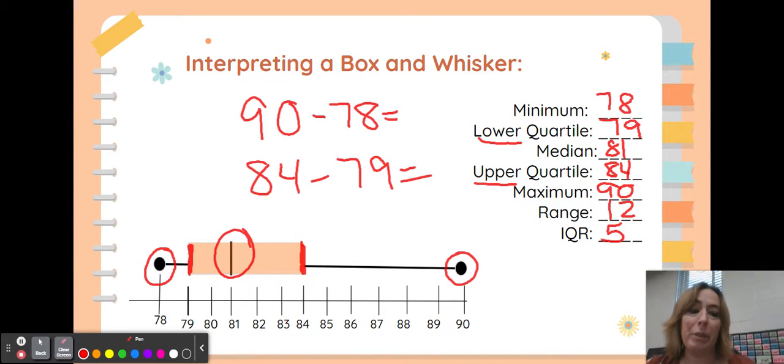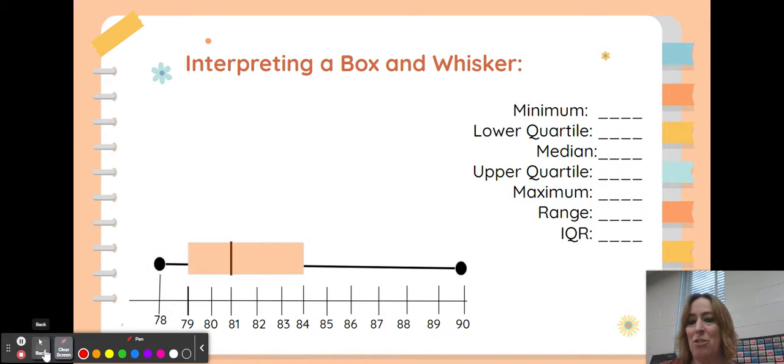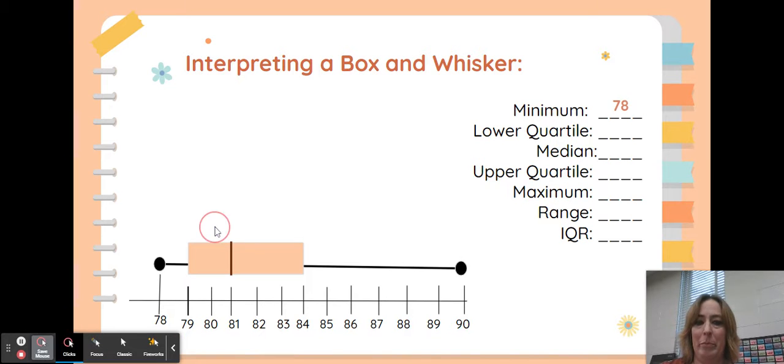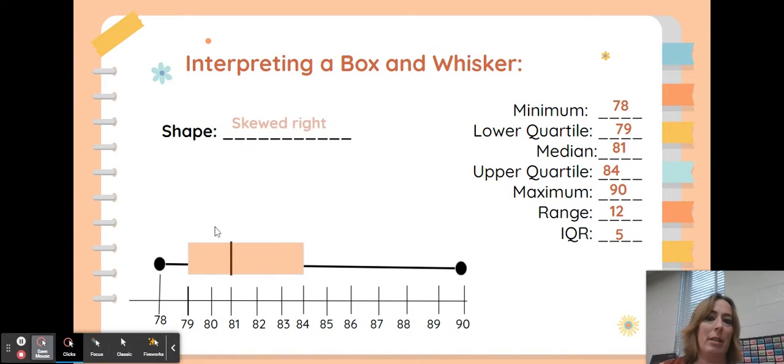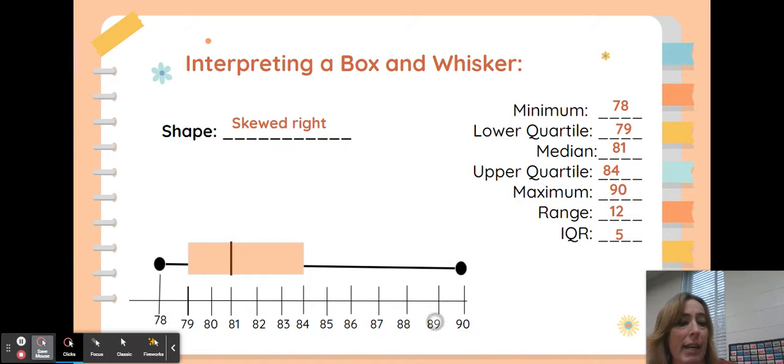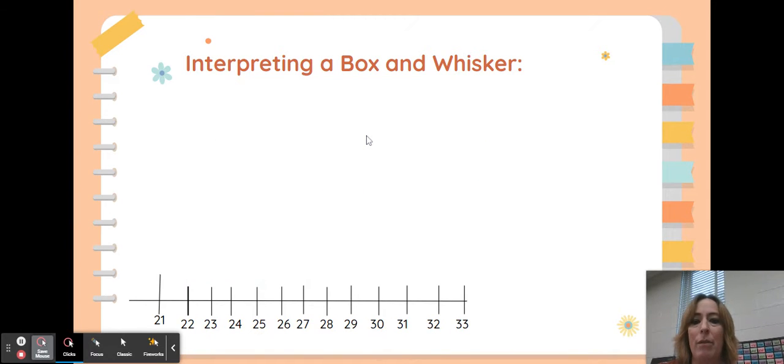So much easier interpreting than it is building them, I think. At least that's my opinion. All right, let's try another one. Oh, and I should talk to you about it being skewed on the right. So the box is more on the left, which means over here on the right has less data. Okay, let's keep going.